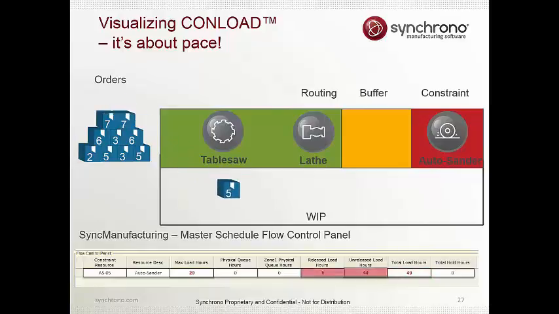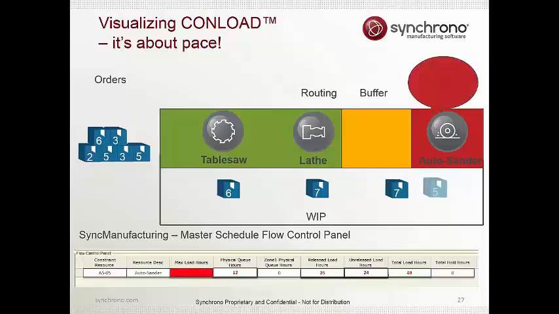So the system is going to go ahead and it's going to release work into the system. So we're at 5 hours in the system. We jump up to 12 hours. We're still not over the max load or the con load of 20 hours in this example. So we're going to go ahead and keep releasing. We're going to release another order in. We're up to 19 hours.